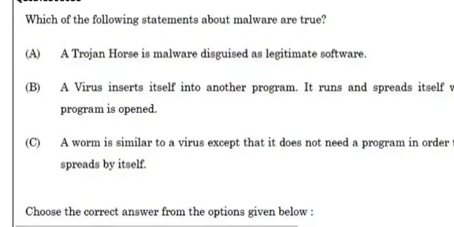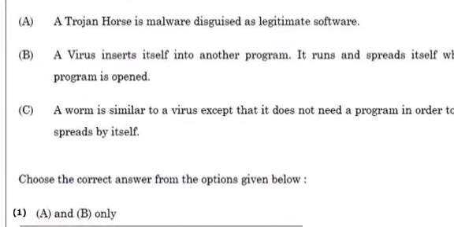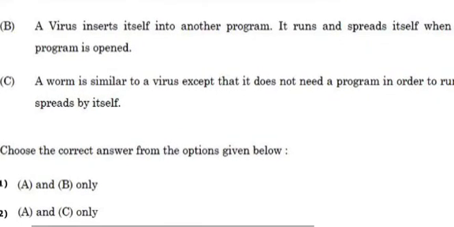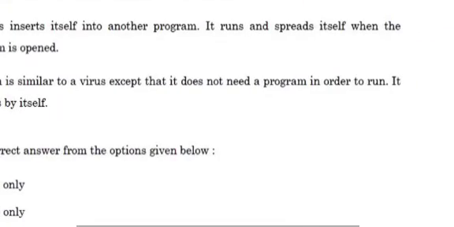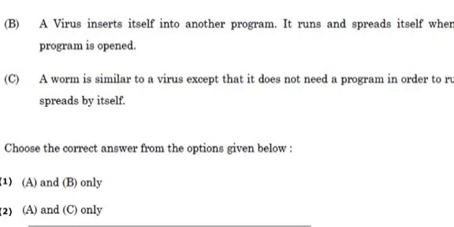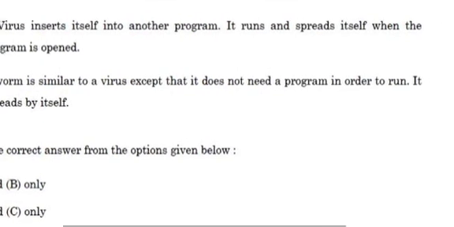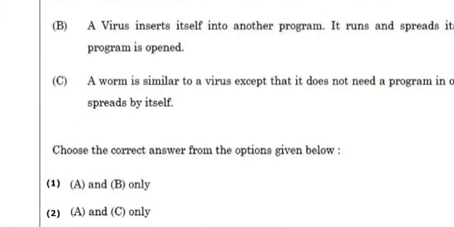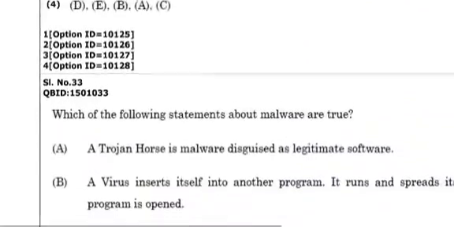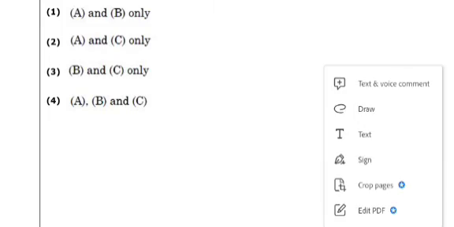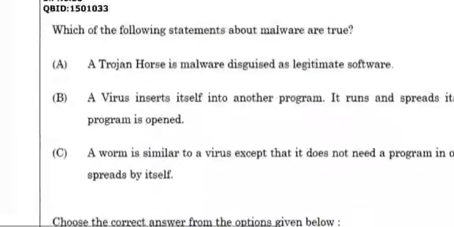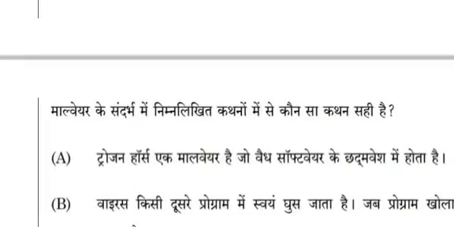33. Which of the following statements about malware are true? Malware, you all know, is found in computers or electronic devices, especially where we have artificial intelligence. A, a Trojan horse is malware disguised as legitimate software. B, a virus inserts itself into another program. It runs and spreads itself when the program is open. C, a worm is similar to a virus except that it does not need a program in order to run. It spreads by itself. So these are the options for question number 33. The correct option will be A, B, and C. These three are correct. All are correct.